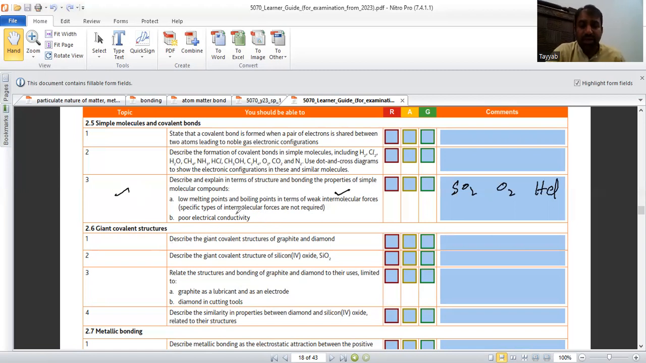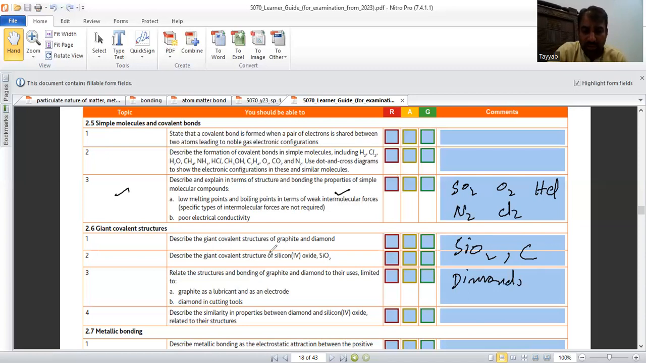Okay, the next point is giant covalent structure. One we have learned is simple molecular structure. Here I have given many examples, and there are so many more, such as N2, Cl2. In contrast to it, what are giant macromolecular structures? The examples are silicon dioxide, carbon, specifically diamond, and graphite. These are giant macromolecular structures.